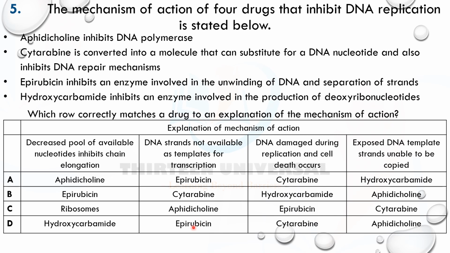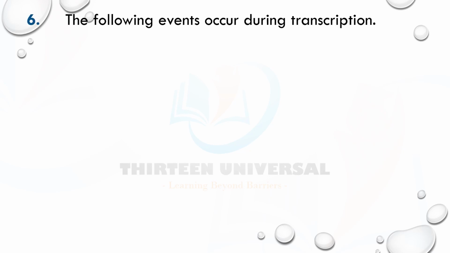You can check this: DNA strands not available as template, so they do not unwind. So you can check, epirubicin inhibits DNA unwinding. Check the rest. Cytarabine talks about DNA damage, the one that prevents the DNA repair mechanism. Look at it here. So pharmacists are very intelligent guys. So the answer should be D. Let's go to the next question.